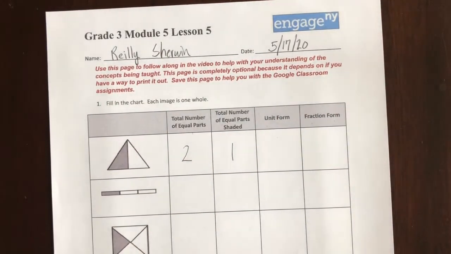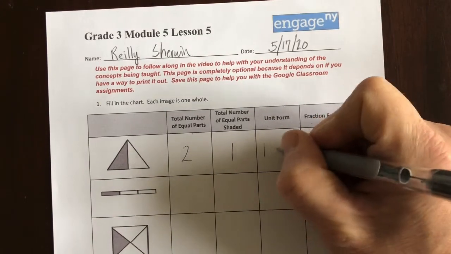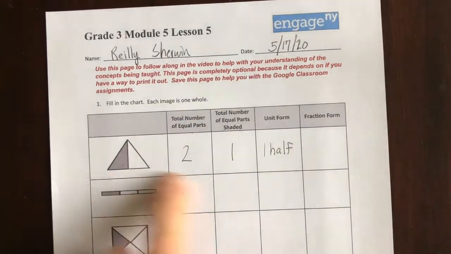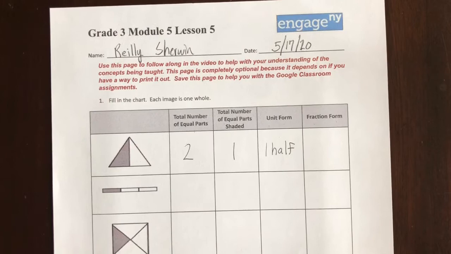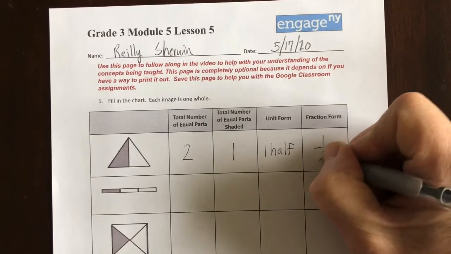My unit form. Okay, we've been writing this down as in words, so my unit form is one half. Right? So that's the unit form, one half. Okay? And then my fraction form is how we write it as a number, with numerator and denominator. So we'd write this 1/2.